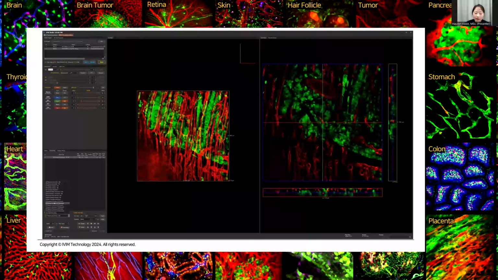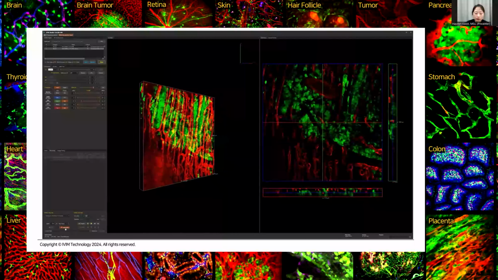Also, you can extract the recorded videos of the 3D built data.